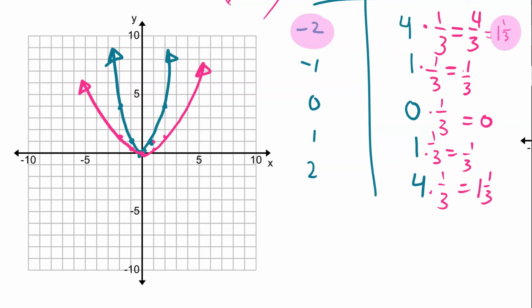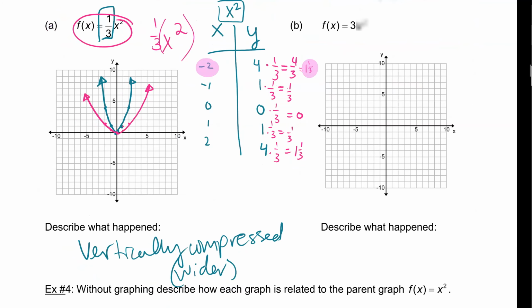Okay, what do you think 3x squared is going to look like? Multiply your y values by 3. So try to do B just like we did A. All right, so write out the parent points, multiply all the y values by 3, figure out is it going to be vertically compressed or vertically stretched. Give it a shot yourself.